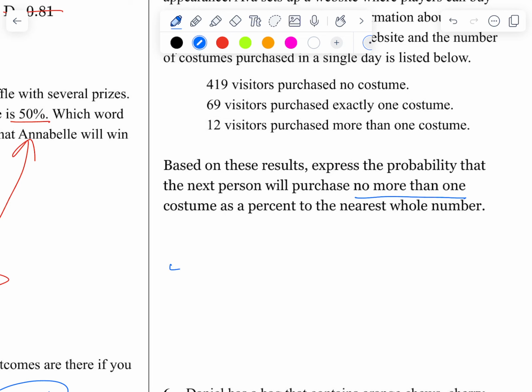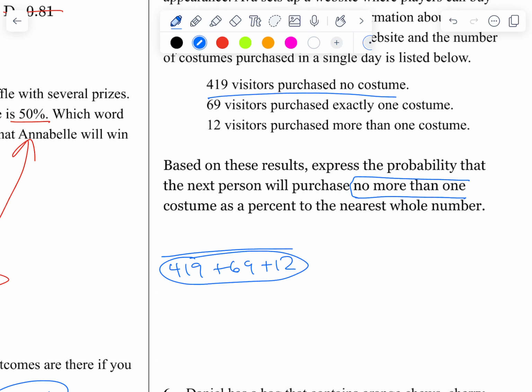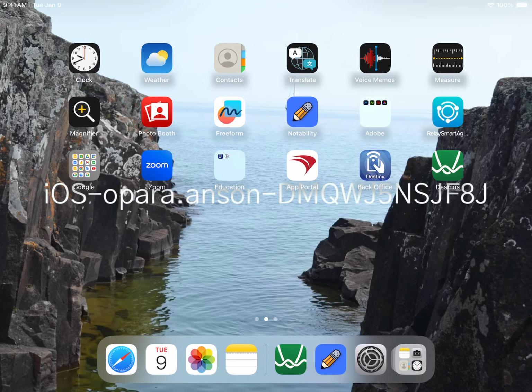So total amount of people goes on the bottom. So I'm going to figure out what this number is. And then on top, I just want all the people that buy no more than one. So that's the nones, and that's the people who do one. So this is just 419 plus 69. I'm not going to include the people who bought more than one costume because they don't want that. So doing this, I'll probably just use Desmos.